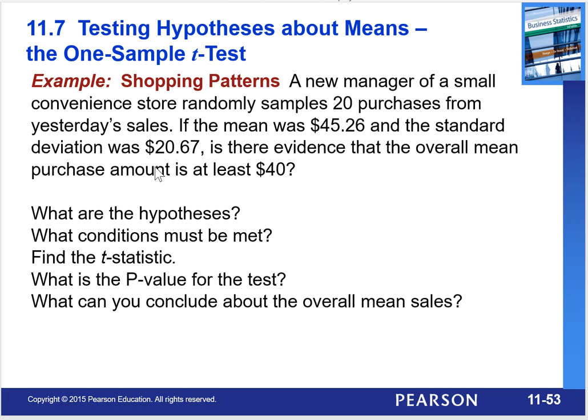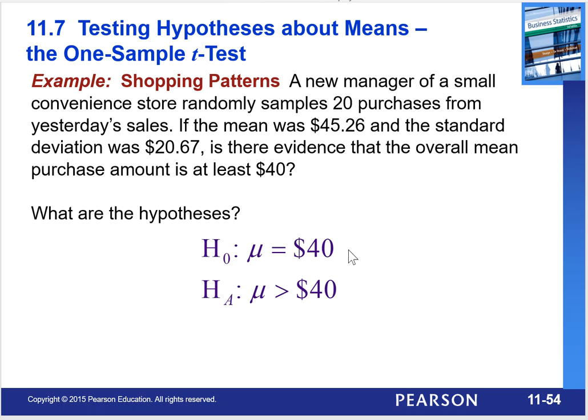So we look at this and we're like, oh, well, what are my hypotheses? It's at least $40. There's my alternative hypothesis staring us in the face. So my null is going to be that it is equal to $40 and that my mean is greater than $40. Again, these are about means.